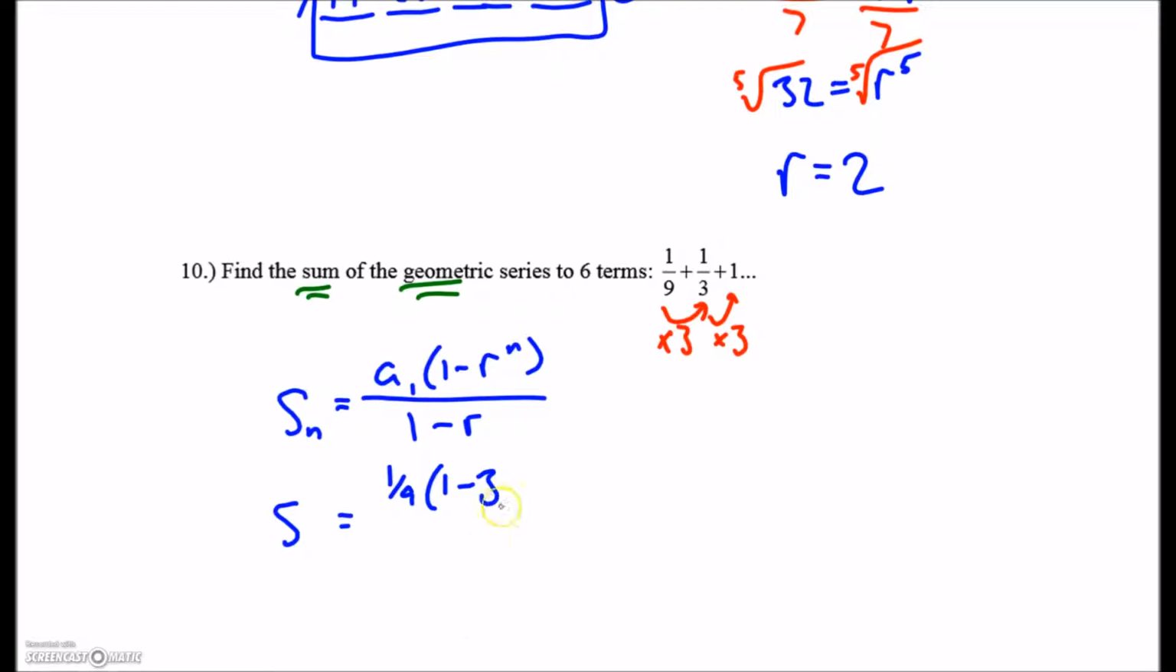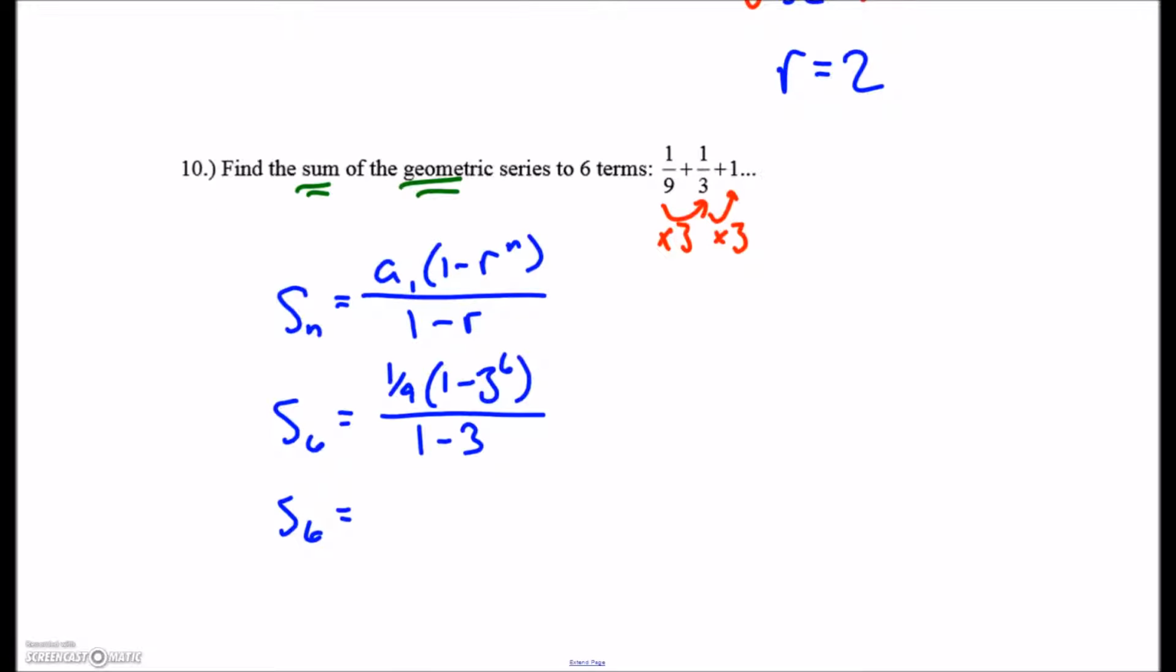Let me try that again. So the 6th term, all over 1 minus r, which was a 3. So now I'm looking for s sub 6. And really, again, this is just a job for my calculator, so I just plug it in. And when I do that, it looks like it gives me 40.444444, and that 4 just keeps going, which is really 40.4 repeating.